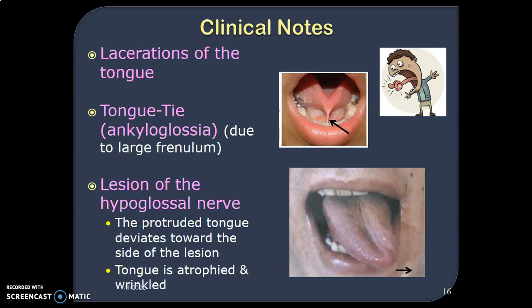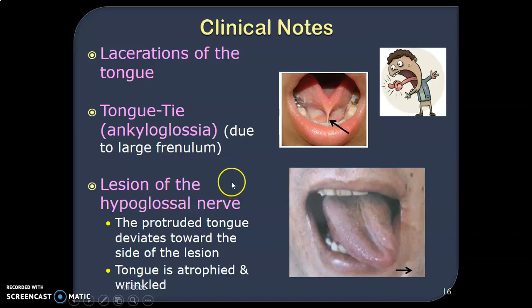What are the clinical aspects? You can have laceration of the tongue, like in trauma. You can have ankyloglossia, which is tongue tie. This is whereby the frenulum extends to the tip of the tongue. Therefore, the patient cannot even protrude the tongue. This is mainly noticed in newborns, and usually when you notice this as the newborn is crying, you can just incise and release the frenulum. You cut this portion so the frenulum recedes backwards.